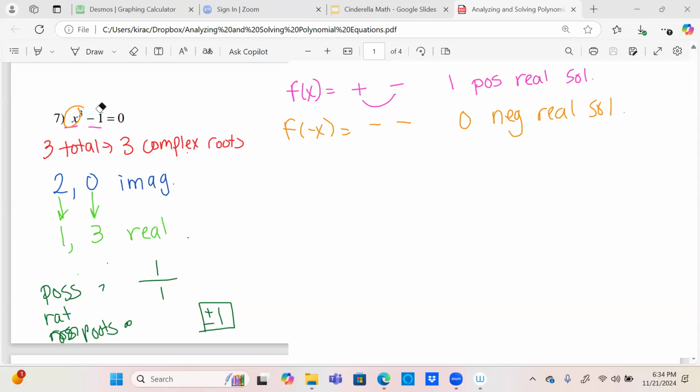And again, on the negative x, if you just remember the trick that the odds change and the evens stay the same, by powers, that will help you go faster. Okay, now we can solve. X cubed minus 1. This is a difference of cubes.